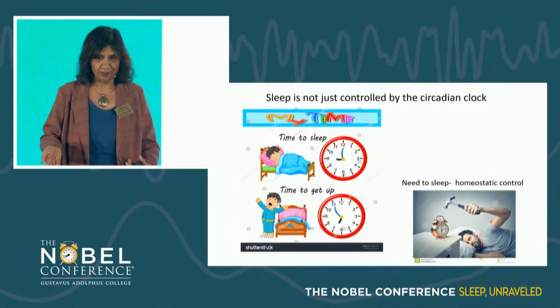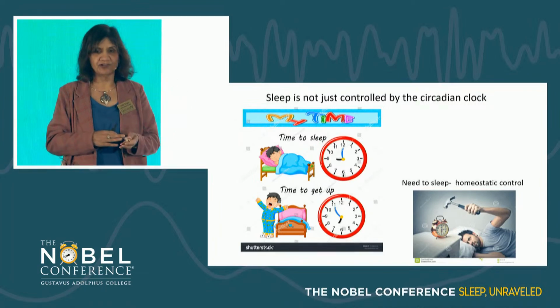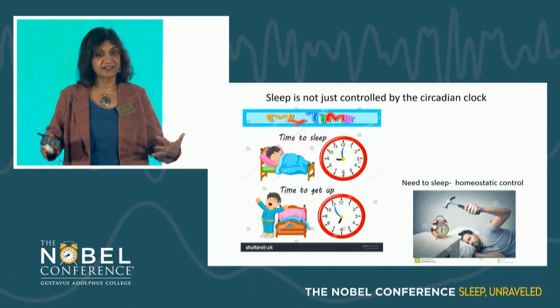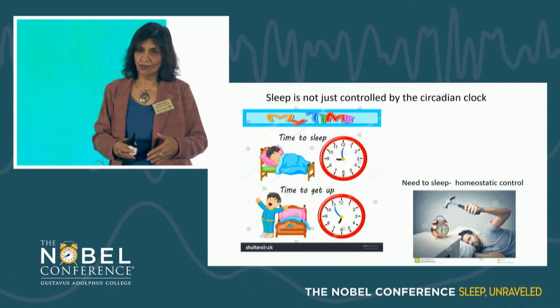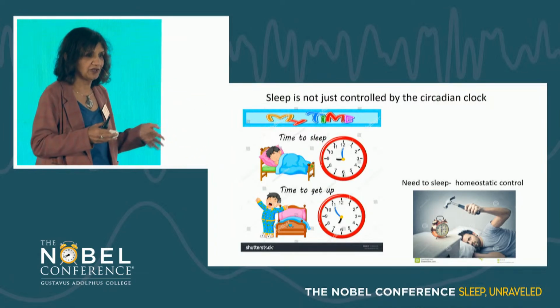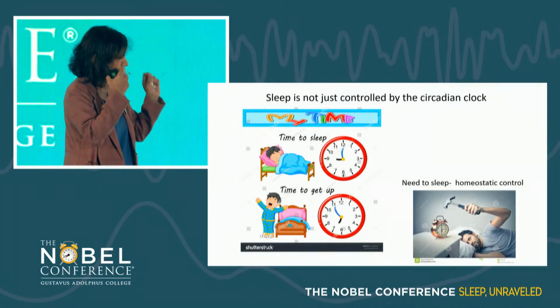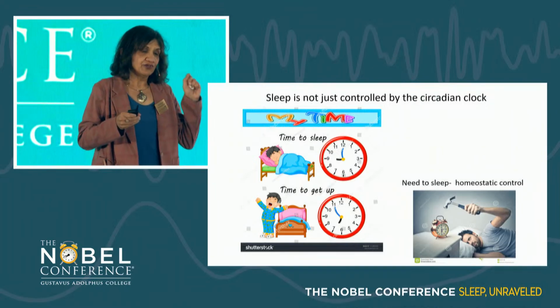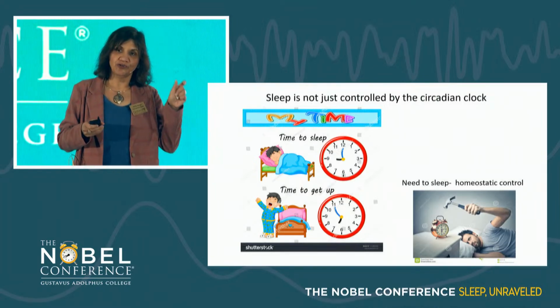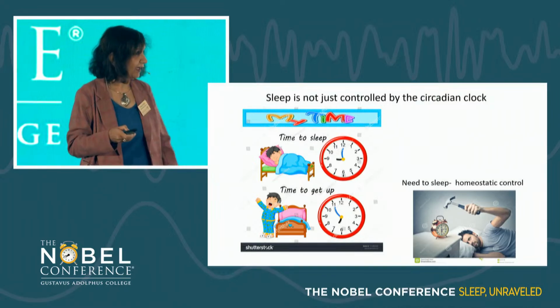the need to sleep. You heard Dr. Stickgold talk about this too. We all have the need to sleep. We need a certain amount of sleep. When we don't get it, we have to make up for the sleep we lost. Okay, so the homeostatic control is really critical. So it turns out that flies have a homeostatic need for that rest they have.